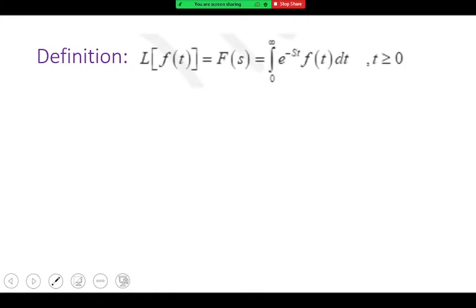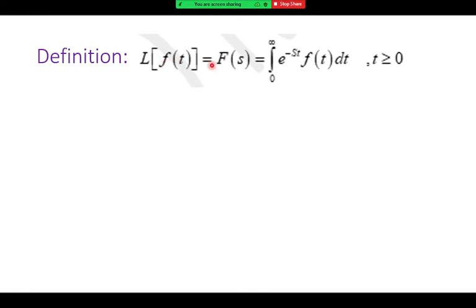So come to the first thing. We have the definition. Definition of Laplace is on the screen. So you will observe it is denoted as, or you can read like, L is a Laplace operator. It is like a differential operator. Laplace of f of t, you can read like Laplace of function of t, is a function of s. So it is a new function we denote F of s.